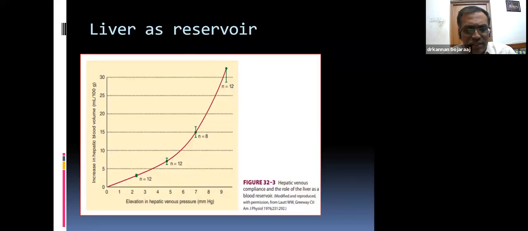And that is the relationship between the hepatic venous pressure and the hepatic blood volume. It is not a straightforward direct relationship. It can adjust. See, this curve is not straight. It is a reverse parabolic curve, and with elevation in hepatic venous pressure, the liver will accommodate more blood, as in congestive cardiac failure, which I mentioned earlier. Venous compliance is very good, and this picture shows the role of the liver acting as a reservoir.